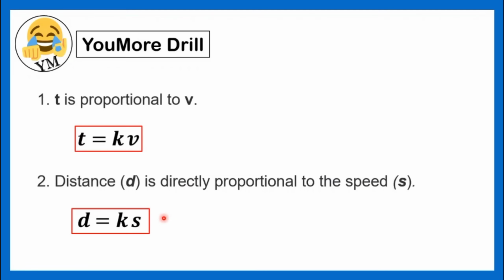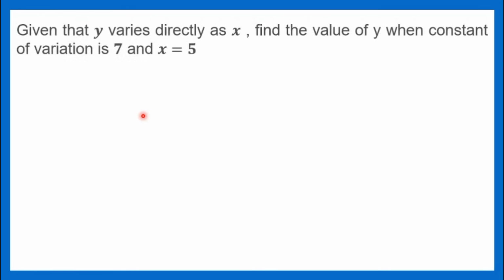Now, let's have naman problem na i-solve that involves direct variation. So, let's have problem number 1. Given that y varies directly as x, find the value of y when constant of variation is 7 and x is equal to 6. Paano ito? May hinahanap tayong unknown. Dito y ang pinapahanap sa atin. So paano kaya yan?